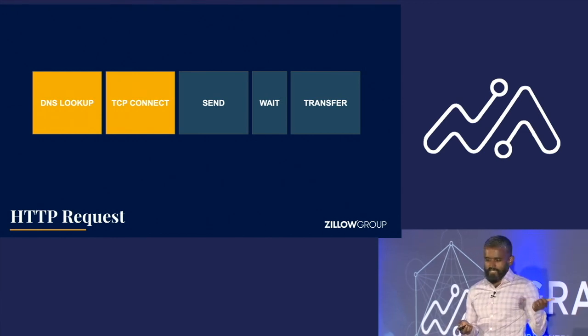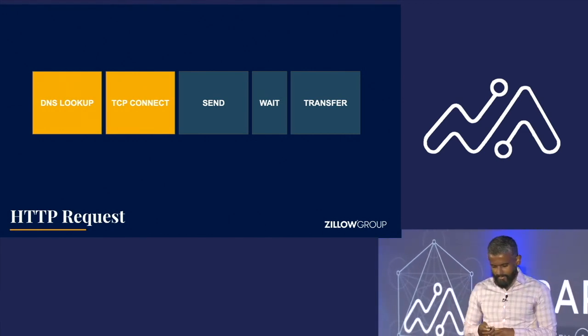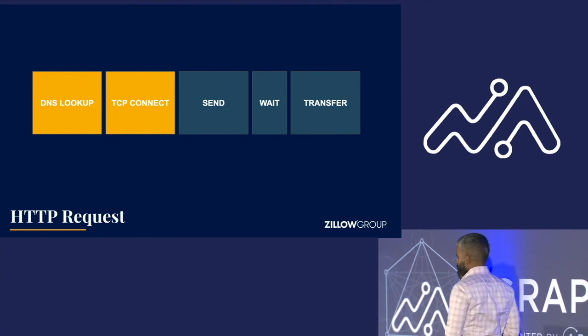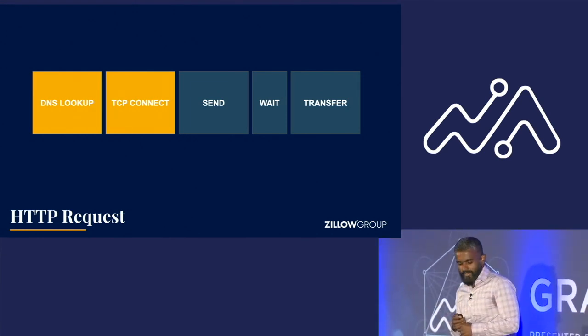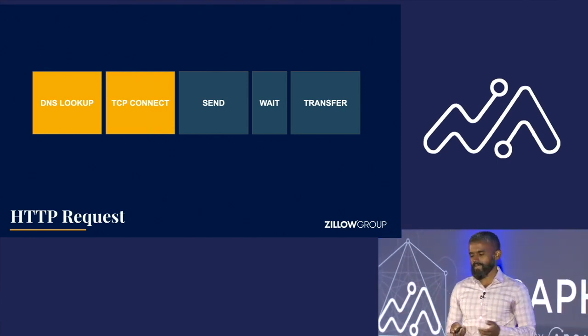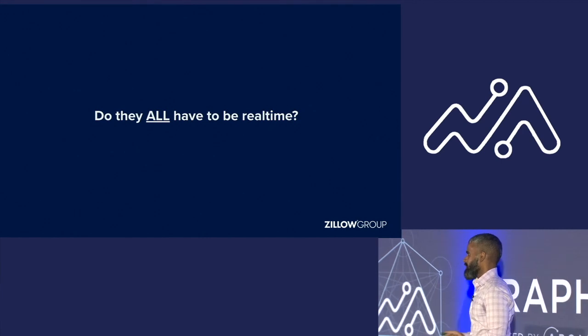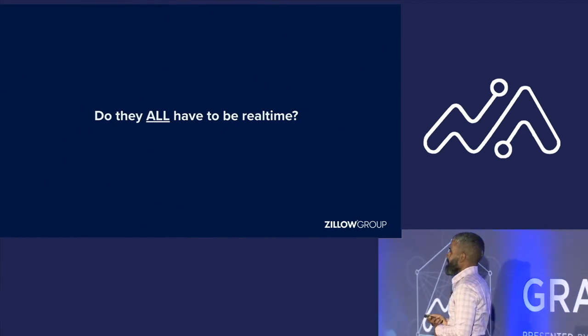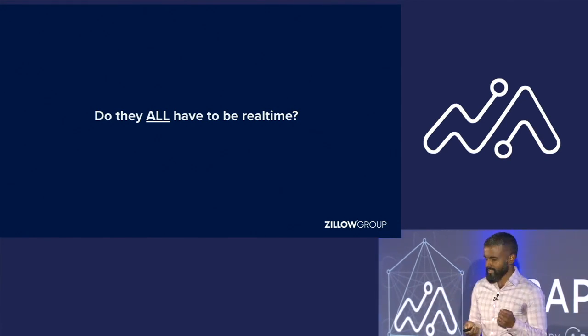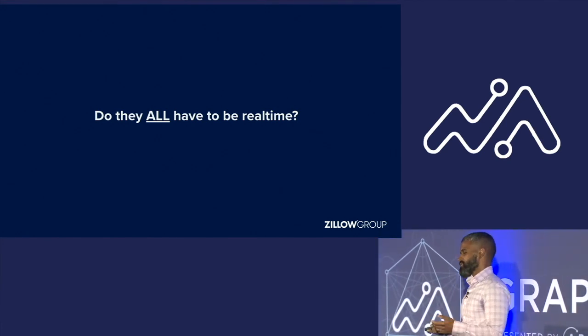When we look at DNS lookups and TCP connects, those are the few areas we looked at on how to optimize it. But we kept asking ourselves, are all these requests that we're making to backend APIs, do they all have to be real time? And we ended up with the answer, no, not really. Only some of them have to be real time, but most of them don't.